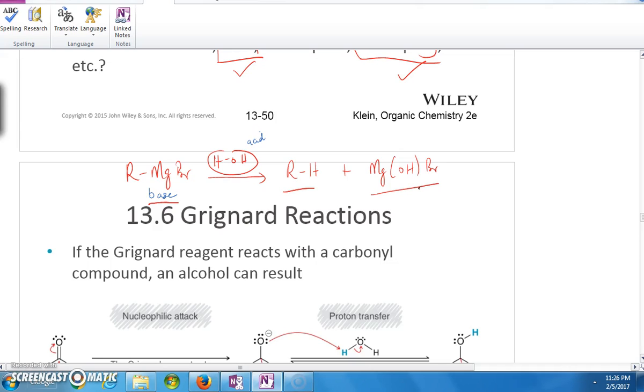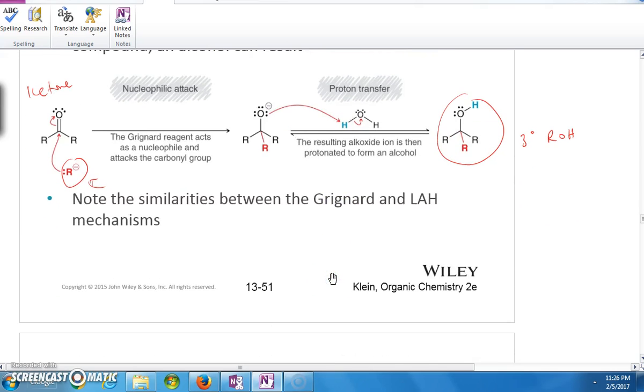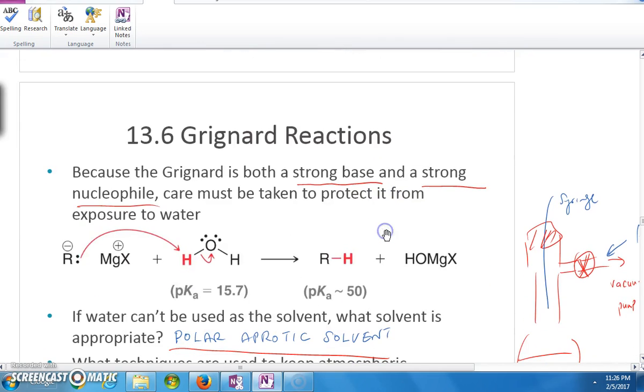hydroxybromide. Now, if the Grignard reagent reacts with a carbonyl compound, an alcohol can result. You can see here, the Grignard acts as a nucleophile and attacks the carbonyl, and upon proton transfer, it gets the tertiary alcohol. So you start out with a ketone, and you get the tertiary alcohol, because you have added an R group. Note the similarity between the Grignard and the lithium aluminum hydride mechanism.